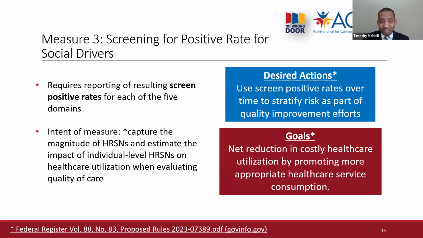Then separate from that is the screening for positive rate for social drivers. And this requires a reporting of the results of the screen that are positive. And that is also reported in each of the 5 domains, where the intent of that measure is to capture the magnitude. So one is screening activity, and then separate from that is the impact or magnitude of the health-related social needs amongst the people that we serve.